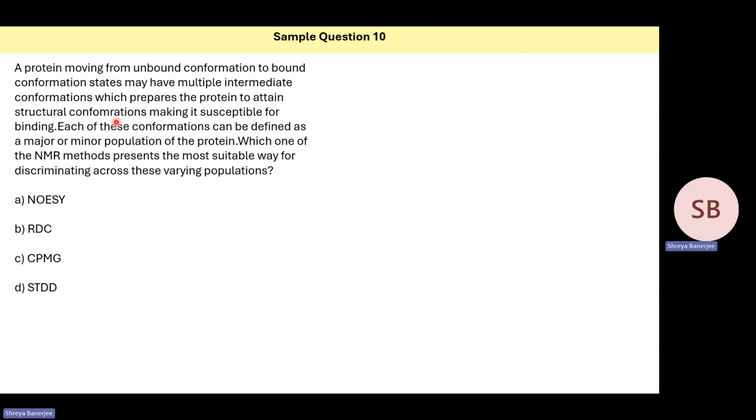Then you have a question. A protein moving from unbound conformation to bound conformation may have multiple intermediate conformations, which prepares the protein to attain structural conformations, making it susceptible for binding. Each of these conformations can be defined as a major or minor population of the protein. Which one of these NMR methods present the most suitable way for discriminating across these varying populations?